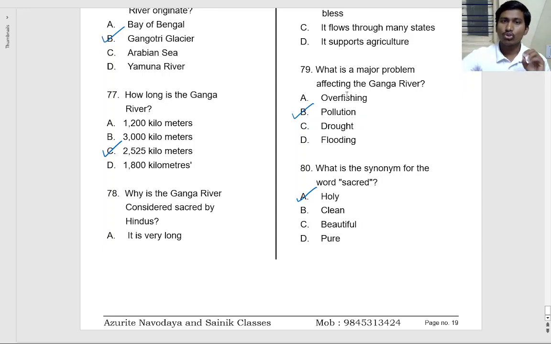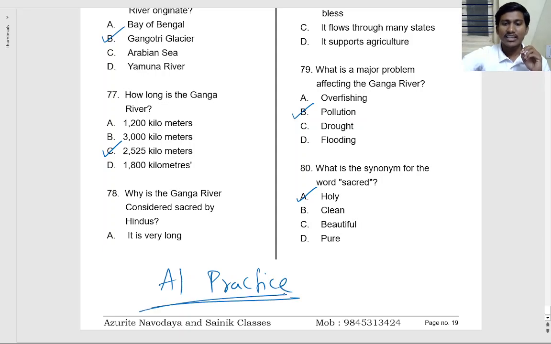So these are the solutions for our A1 practice paper, okay? Everyone practice, and if you have done this question paper already, do it once again and see which of the questions you have left and practice them. If you have any doubt, you can comment below and we will resolve the doubts, okay?